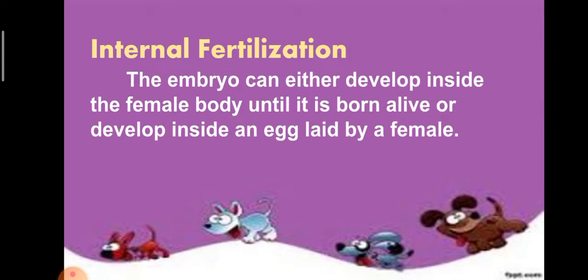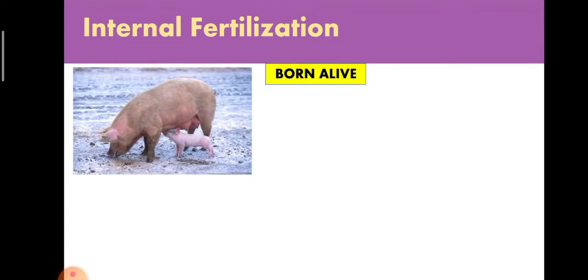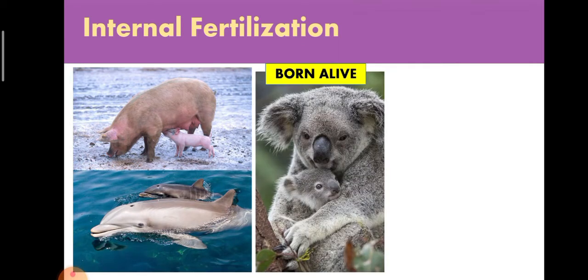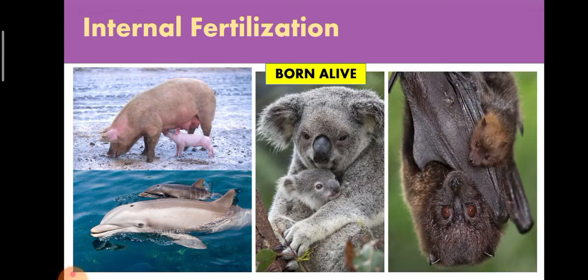The embryo can either develop inside the female body until it is born alive or develop inside an egg laid by a female. So, embryo, which is a developing life inside the mother's womb, nade-develop siya at pwede niyang ilabas ito o ipanganak ng buhay o kaya naman ay nasa loob ng itlog. Here are some examples of animals that are born alive. So we have the pigs with its piglet. We have the dolphin, the koala, and bats. So bats are considered as flying mammals.